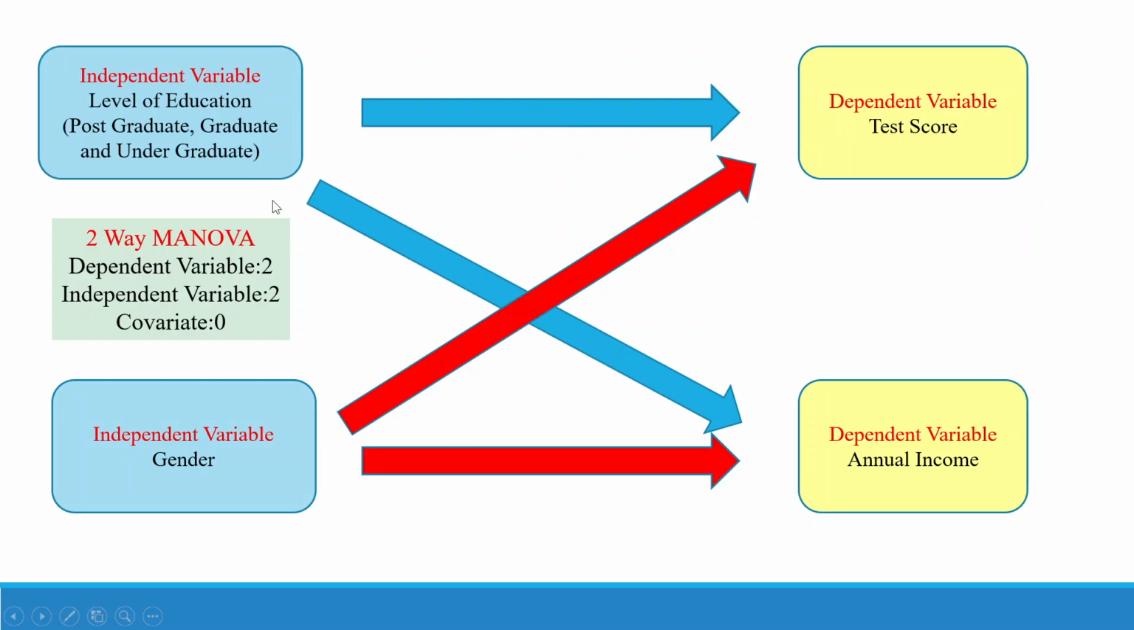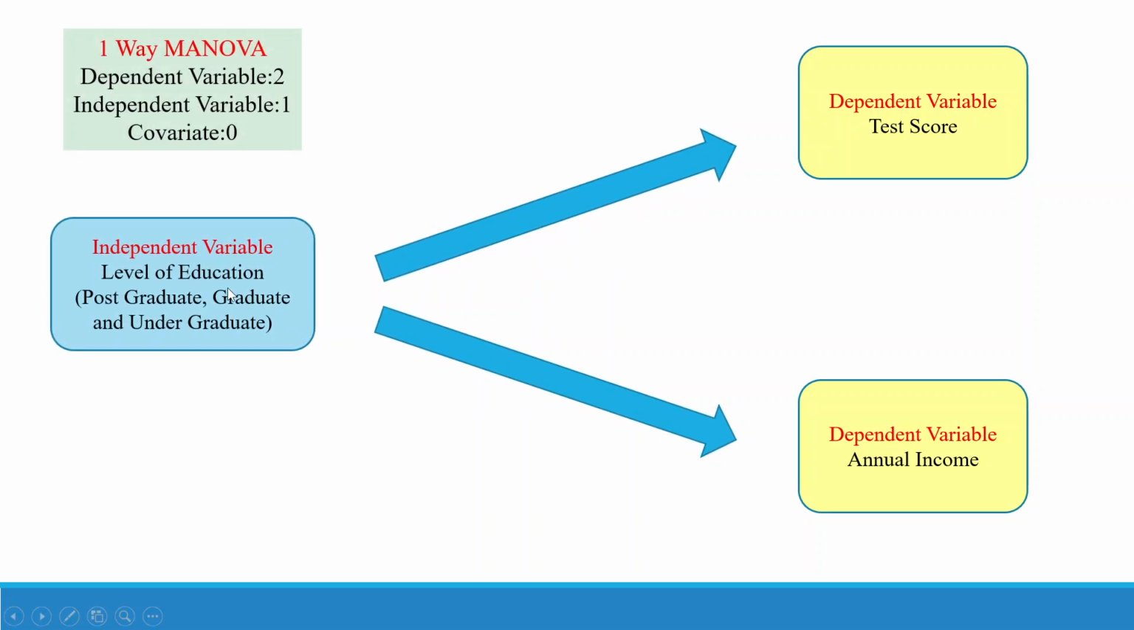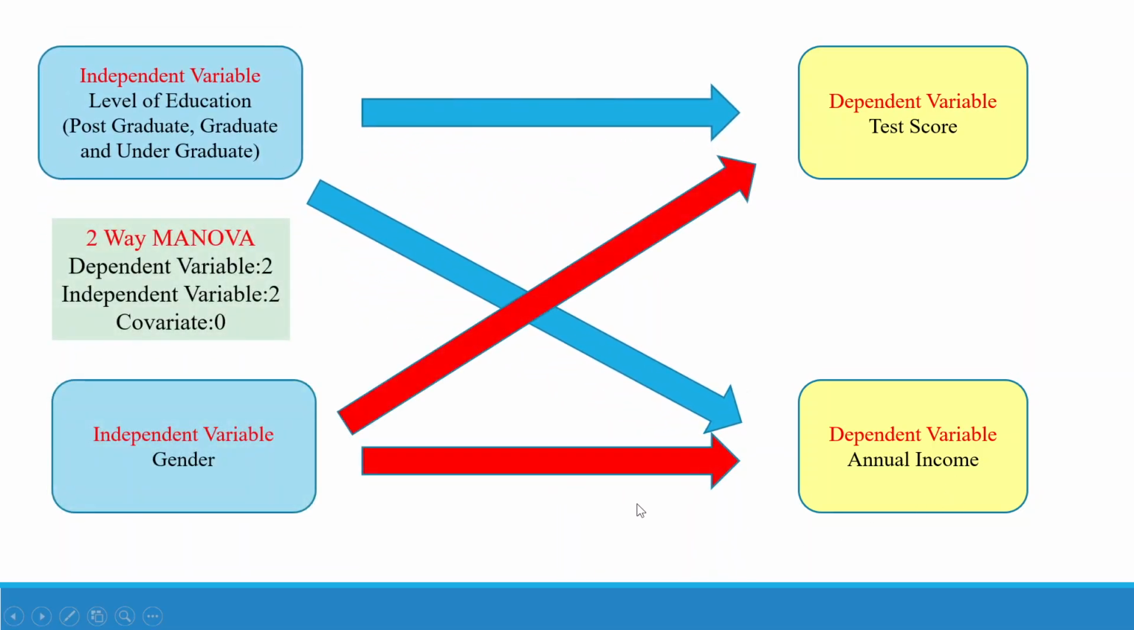Two-way MANOVA. Two dependent variables, two independent variables. In the previous case, this one-way MANOVA, our objective will be to study the effect of level of education on test score as well as annual income. In two-way MANOVA, our objective will be to study the effect of level of education on test score and annual income. The other independent variable is gender, to study the effect of gender on test score and annual income. So in two-way MANOVA, two dependent variables, two independent variables, and zero covariates.